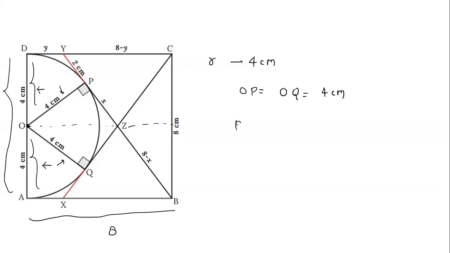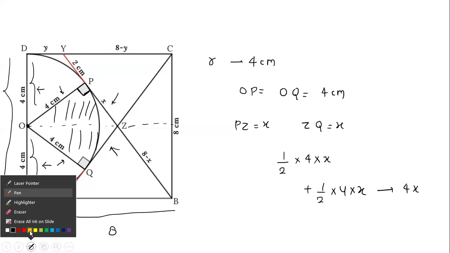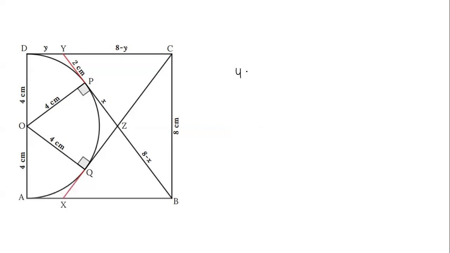So if we assume this PZ distance as x, then this ZQ distance is also equal to x because the figure is symmetric. Now we can write this triangle area because it is a right angle triangle. We can easily write area as half times base times x, and we can also write this triangle area as half times base times x, which is coming as 4 times x. So this is the total quadrilateral area. It is 4 times x, where 4 is this and x is this. So if we find out x, then we can easily find out the quadrilateral area. So now let's see how we can find out x.